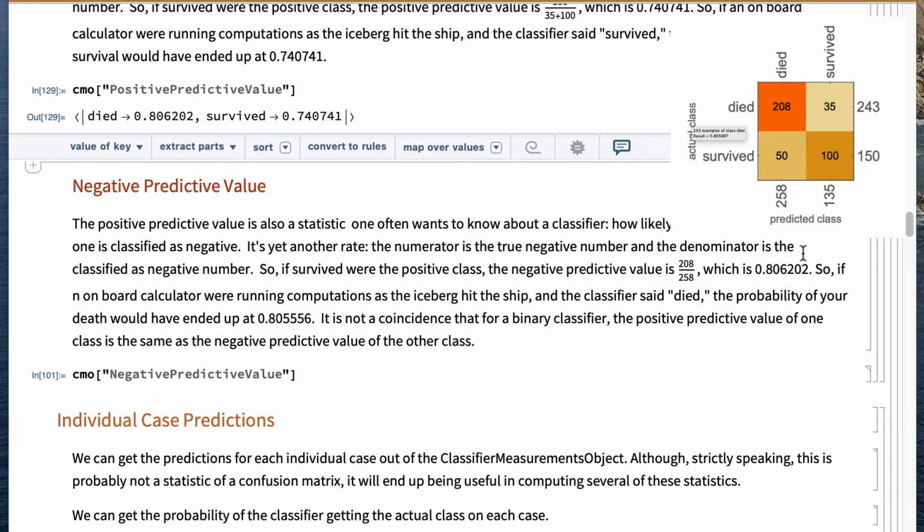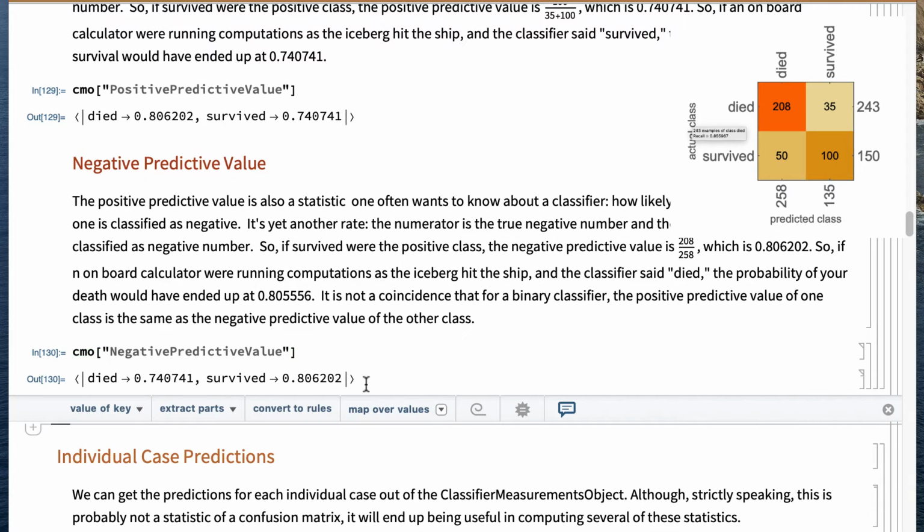The fraction is 0.806202. And again, if you were on board with your very advanced machine learning system on the Titanic, and the classifier says died, then you know your probability of death would have been about 0.805, and that would be very sad. All right, but rather than this whole story, we could just ask Mr. Wolfram to compute it directly, and there we go. So if survived is the positive class, then the negative predictive value is 0.806.